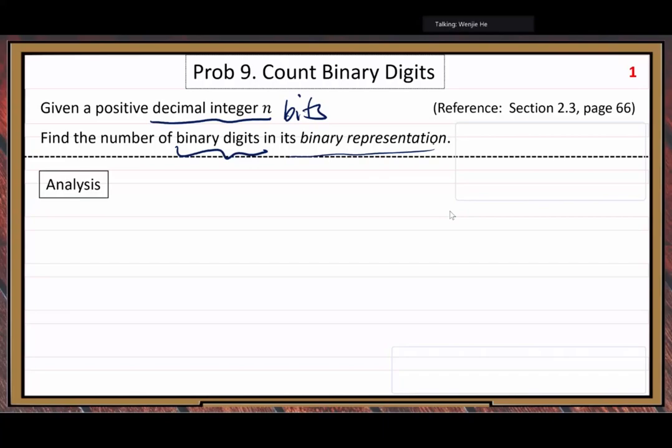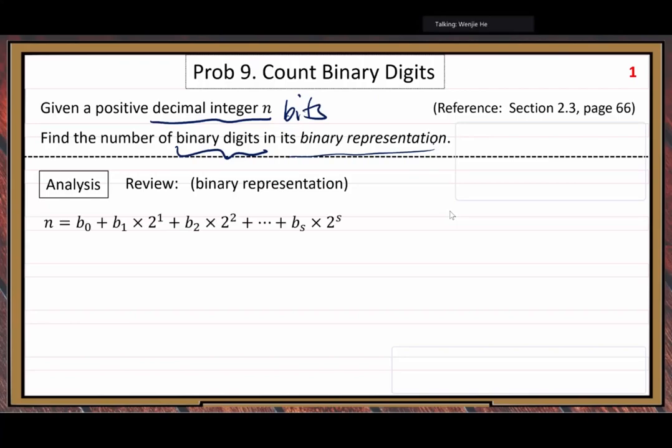First, let's look at the representation part, because there are two different numeral systems. When we do the conversion, we need a mathematical representation. How do we represent a decimal number in binary format? This is the standard way. Left-hand side, the decimal number, and the right-hand side, we use base 2 representation.